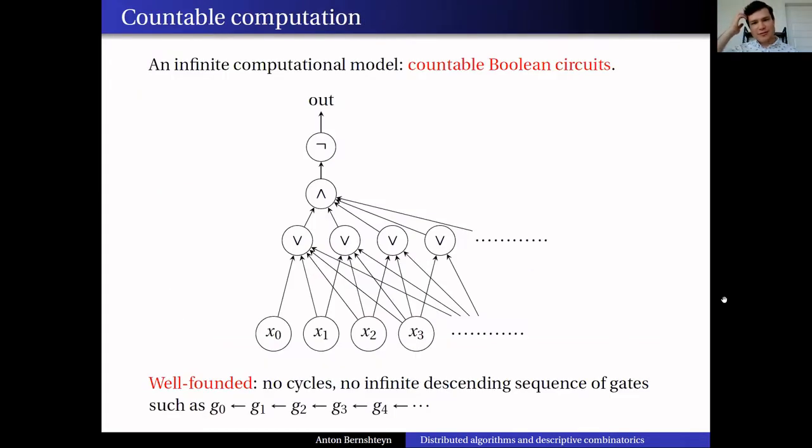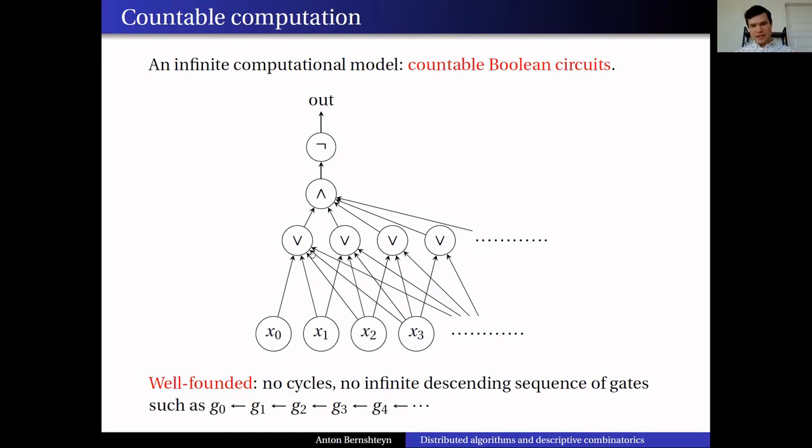One way to describe it is by introducing an infinite computational model. And here's a very simple one, countable Boolean circuits. So what is a countable Boolean circuit? It is a diagram that looks like this one here, for example. It's a directed network where on the bottom layer we have input nodes, each of which represents an input bit. It's either 0 or 1.